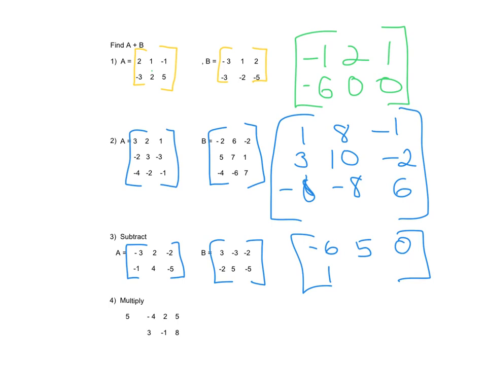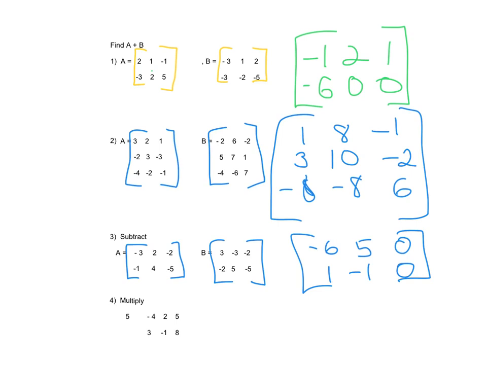4 minus 5 would be negative 1. And then negative 5 minus 5 is negative 5 plus 5, which is a 0 in the last column. So that's how I would go about subtracting them. So just be careful that you subtract each of the terms correctly.